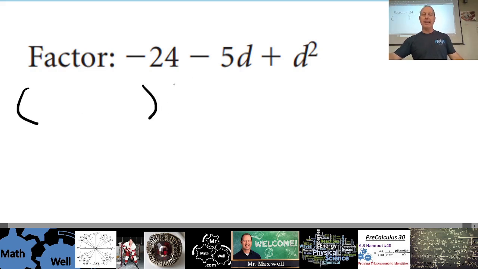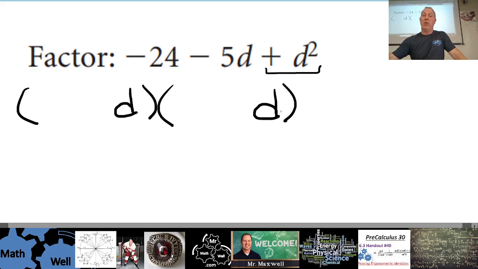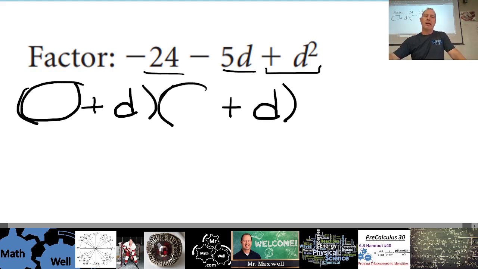So I'm going to write my brackets. Now, the easy part is over here. D squared. Guess what? D and D. Now, there are actually two options. I don't know if this is going to be minus D and minus D to give me a plus D, or if it's going to be plus and plus. I don't actually know yet. I've got to check with these other parts too. These numbers right here, I know have to multiply to negative 24.